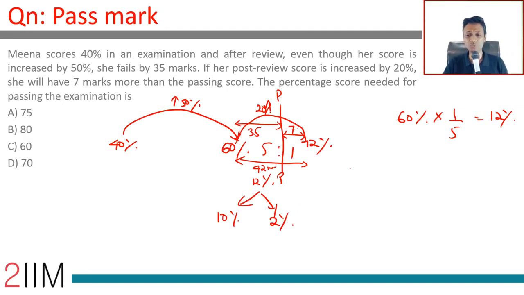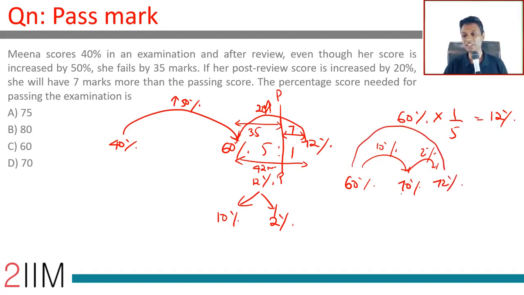I just need the ratio. From 60%, you add 10%, you go to 70%. From here, you add 2%, you go to 72%. The overall 12% is broken in the ratio 35:7 or 10:2, 5:1, so the pass percentage should have been 70%.